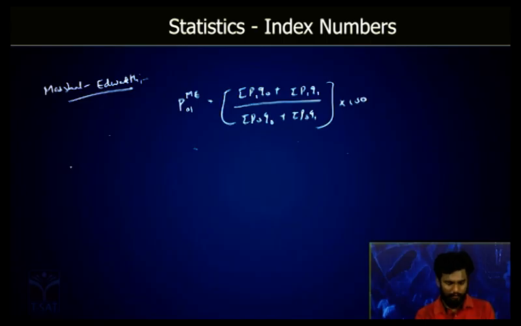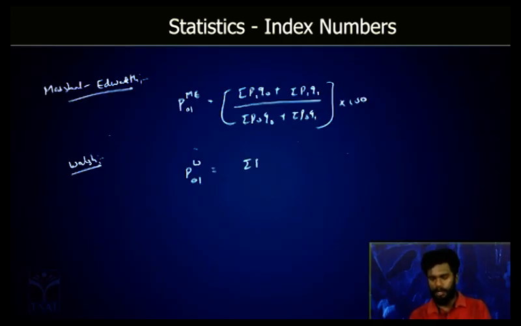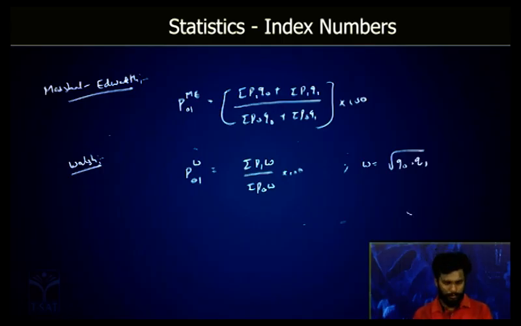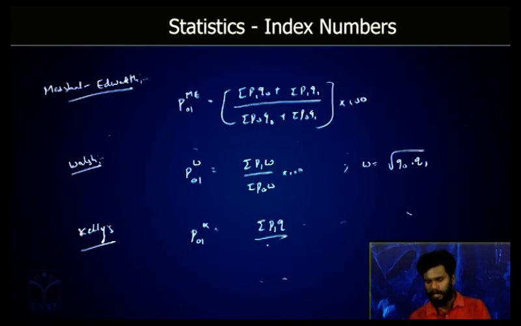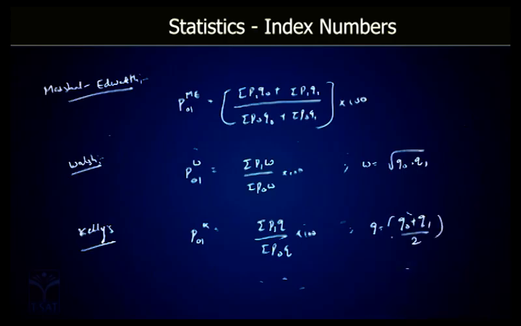The next we have Walsh price index number, and it is denoted by P01 W, and it is given by summation P1 into W by summation P0 into W into 100, where this W is equal to under root Q0 into Q1. And next we have Cayley's price index number. It is denoted by P01 K, and it is given by summation P1 Q divided by summation P0 Q into 100, where this Q is equal to Q0 plus Q1 by 2.